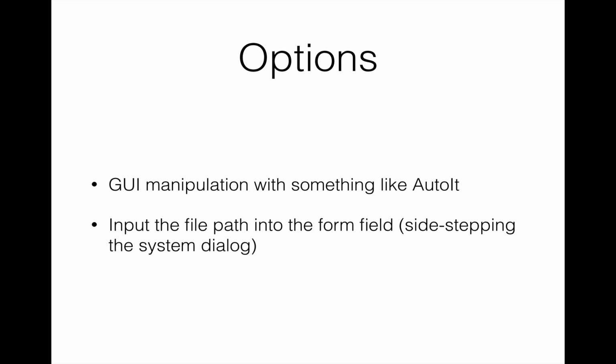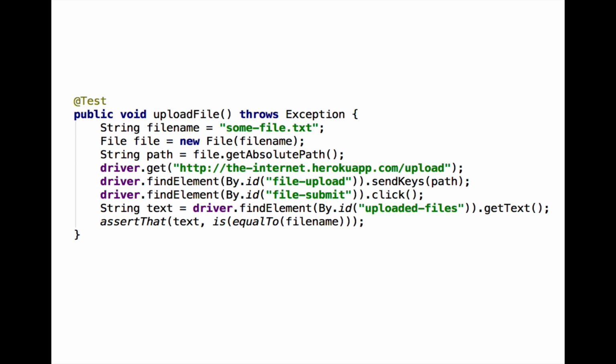AutoIt is not a great option just because it limits you to a specific operating system and platform, and it's a bit heavy. So if you have the advantage to just use Selenium to inject into the form, it would look like this. We get the full path of the file we want to upload, then visit the page, find the actual file upload input element, send keys to it for the path, and then we submit, and that's it.